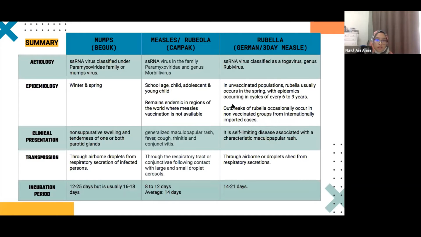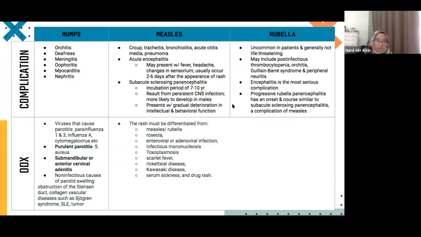Okay, next, this is the summary table that I did. And go back to that.